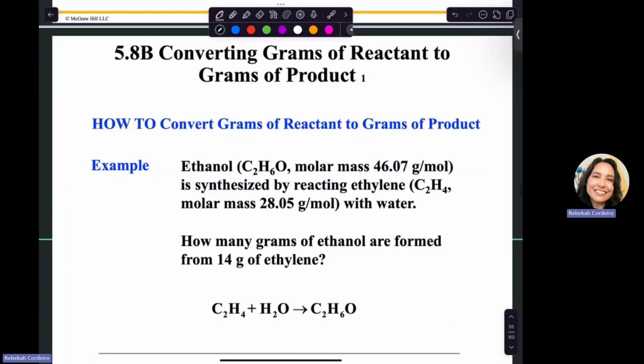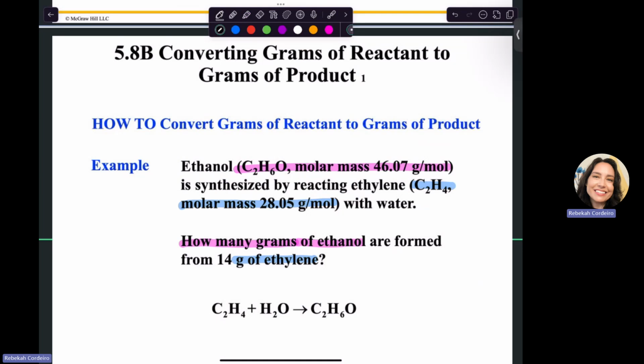All right, let's try this one. Converting grams of reactant to grams of products. We're going to go all the way from grams to grams. So we're going to need to think about using the molar masses and the mole ratios. So because they give me grams, we need to know the molar mass of ethylene. So that's given to us here. They ask us for grams of ethanol, so we need the molar mass of the ethanol as well.